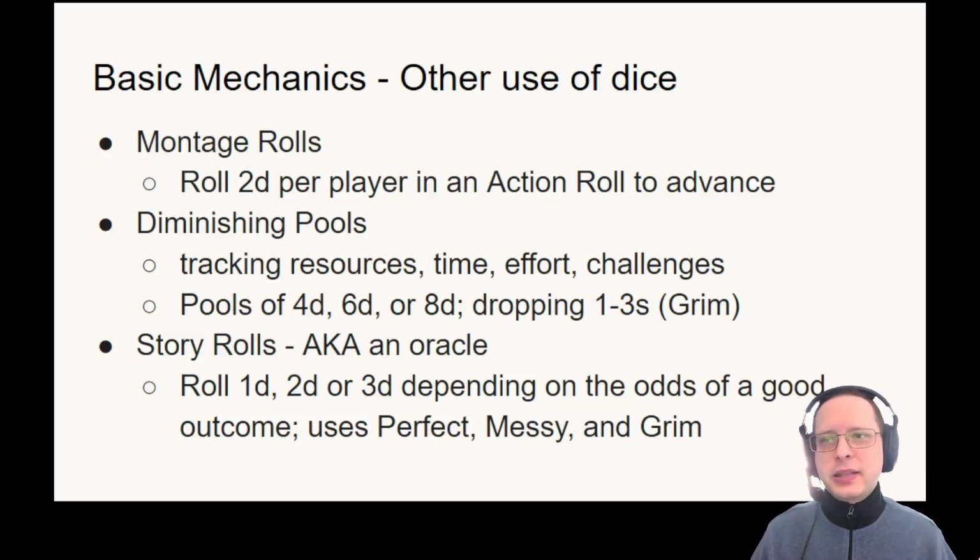Finally, there are story rolls. This is essentially this system's oracle for whenever the GM needs to decide how something turns out, but they don't necessarily want to do it themselves. They want some randomness to that. So what they would do is roll anywhere between 1 to 3 dice, depending upon the general odds of a good outcome, or a specific outcome that your GM might be thinking of. And then, of course, again, you're using that perfect, messy, grim system, where perfect is, yay, everything comes out exactly the way you intend or expect. Messy is kind of a mix, and then grim, of course, means that something's gone sour in some way.